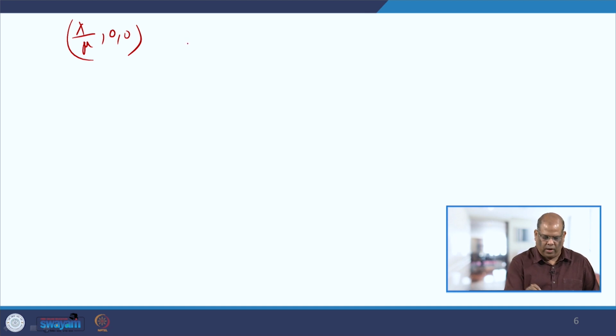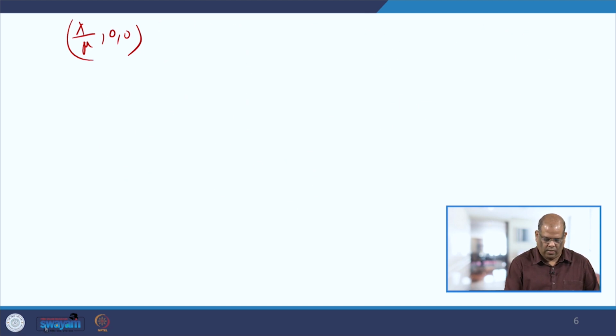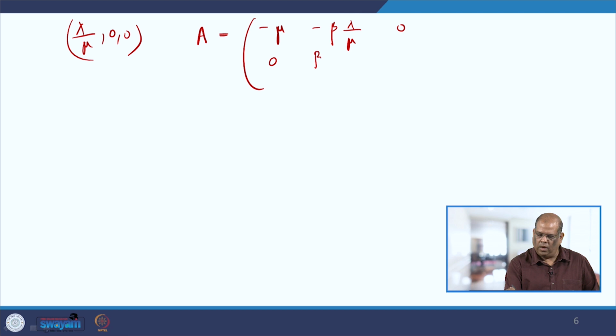And if we substitute it in this matrix, we will get A equal to minus mu, minus beta lambda by mu, 0; 0, beta lambda by mu minus alpha minus mu, 0; 0, 0, alpha minus mu.